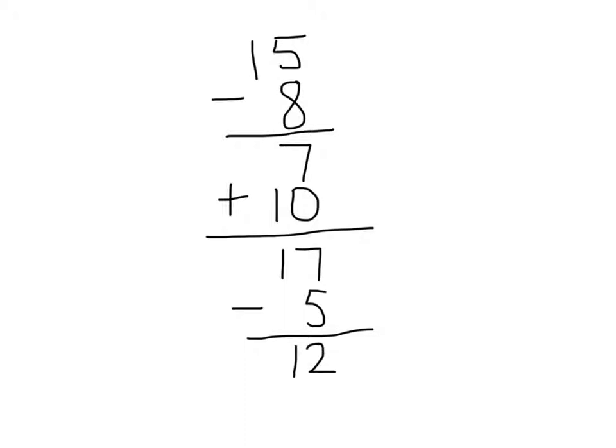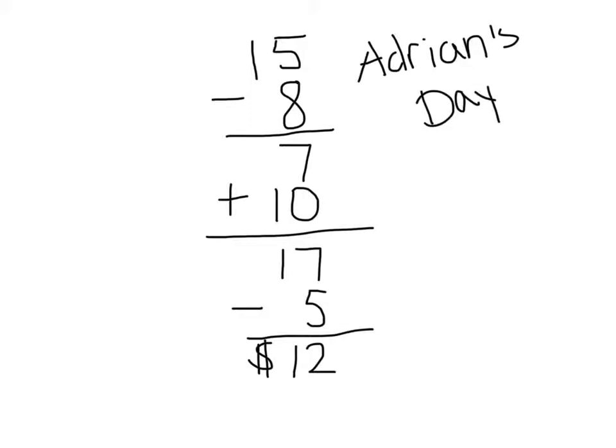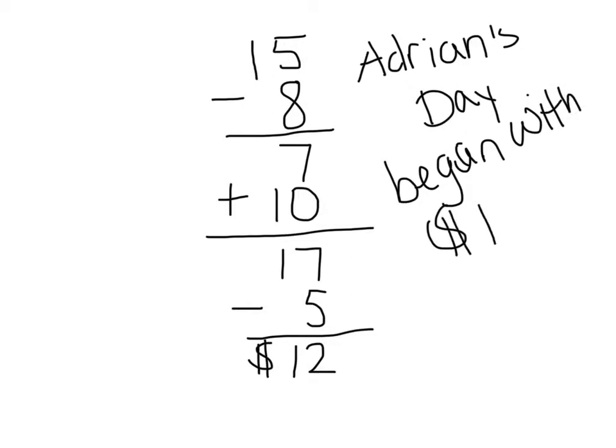Then he bought shakes for he and his best friend, Samantha, so he spent $5. That gave him $12. So as you can see, once you get the formula figured out and you go back over Adrian's day, you'll discover that Adrian started out with $15. Adrian's day began with $15.